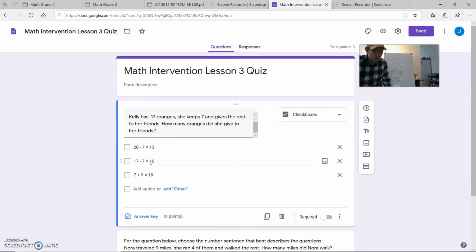But just to be safe, we'll look at the third option. The third option says 7 plus 9 is 16. Well, you could have known that wasn't right from the beginning because we don't have 16 oranges. We have 17 oranges. So the correct answer was the second answer, 17 minus 7 is 10. Let's move on to question number 2.